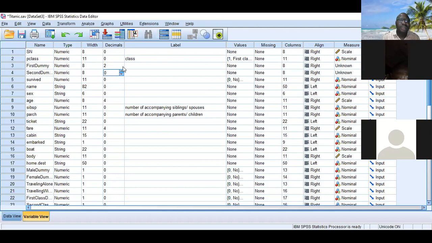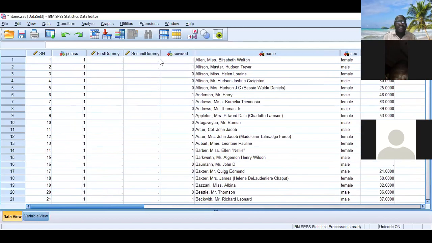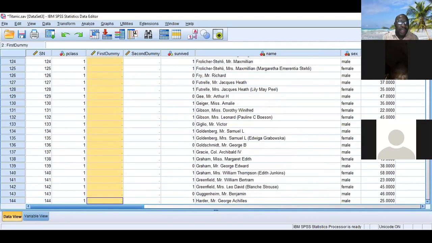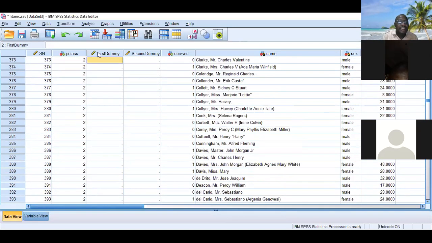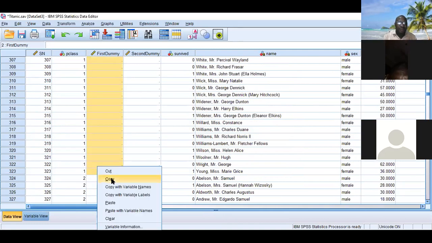So the dummy is numeric. When I come here now, can you see? The variables I've created are empty. Are we following? Yes. Since this dummy is for first class, and all the first class I want to make 1, I'll just type 1 here and copy it. I will then select down up to where first class ends. It ends here. I will now paste.